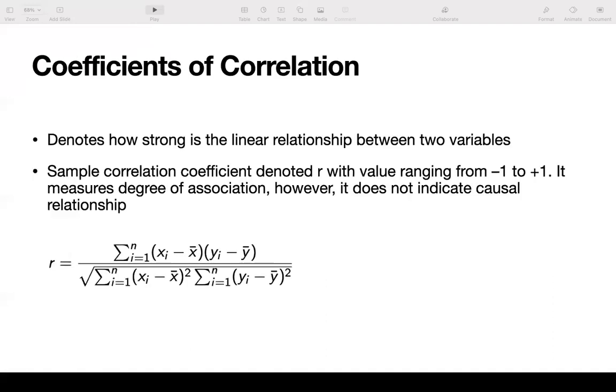Next, we'll talk about coefficients of correlation. It denotes how strong the linear relationship is between two variables, and the sample correlation coefficient is denoted R, with values ranging from -1 to +1, and it also measures degrees of association. However, it does not indicate any causal relationship. So basically, it's just a number indicating the linear relationship, but it does not contain any cause-effect relationship.